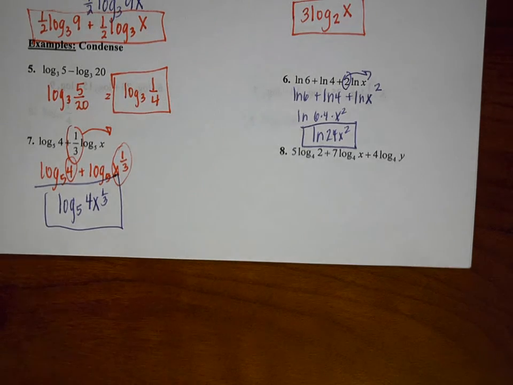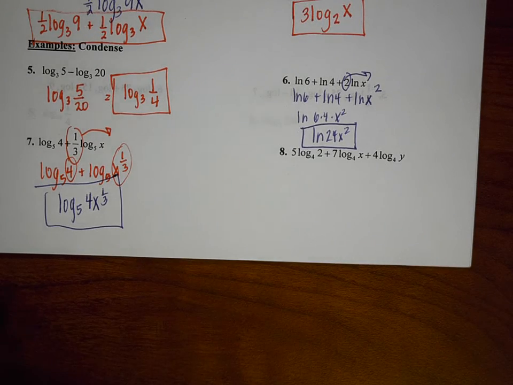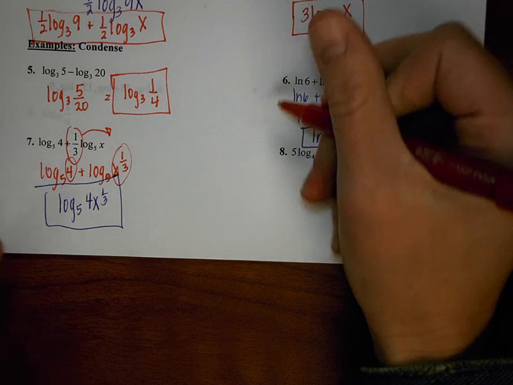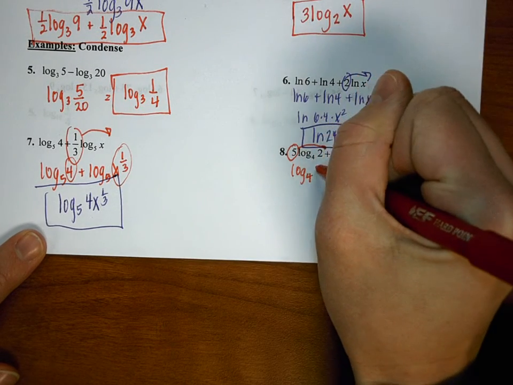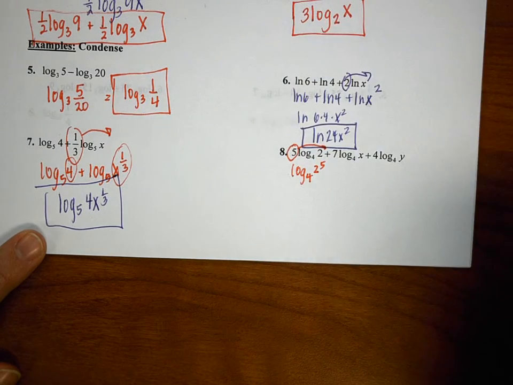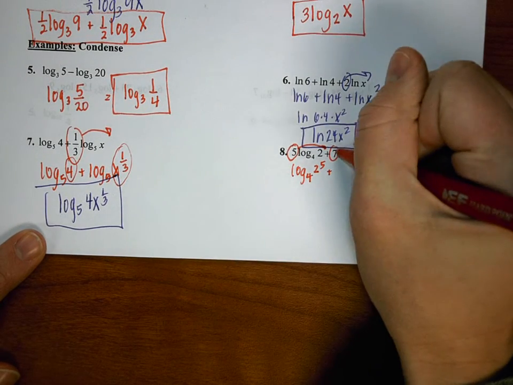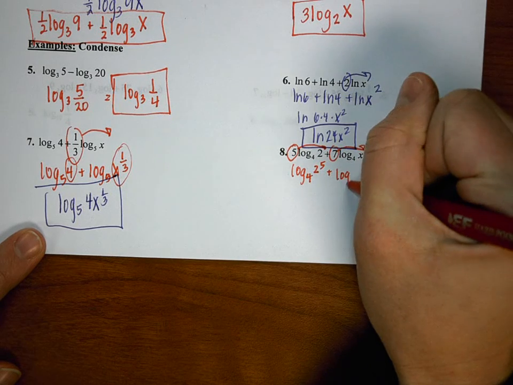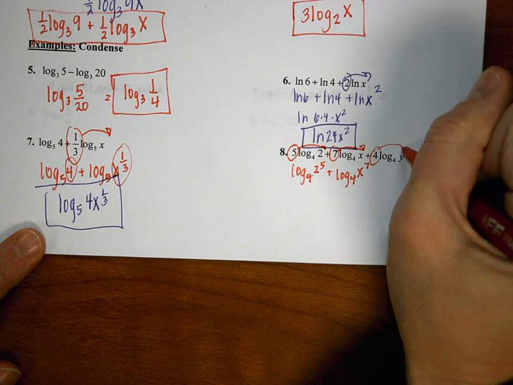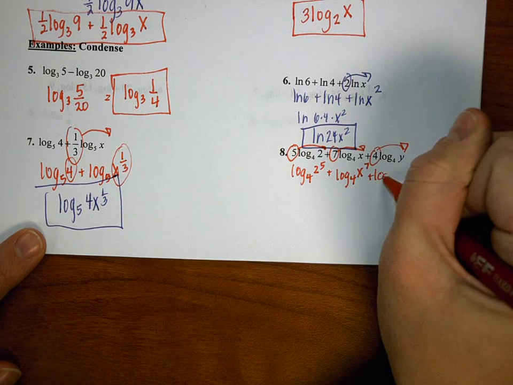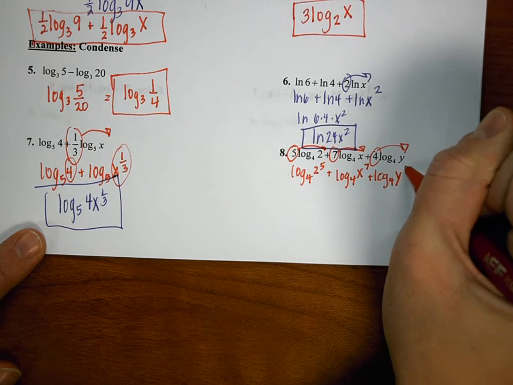Okay, so let me go ahead and start going through this. The first thing we want to get rid of is our exponents. So this 5 is going up. So this can be written as log base 4 of 2 to the 5th power. Okay, plus the 7, we have to move it up. So that means I'm going to have log base 4 of x to the 7th. This 4 also has to move up. So I have plus log base 4 of y to the 4th.